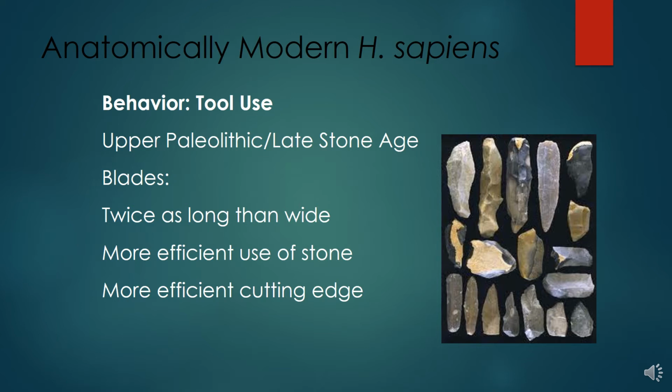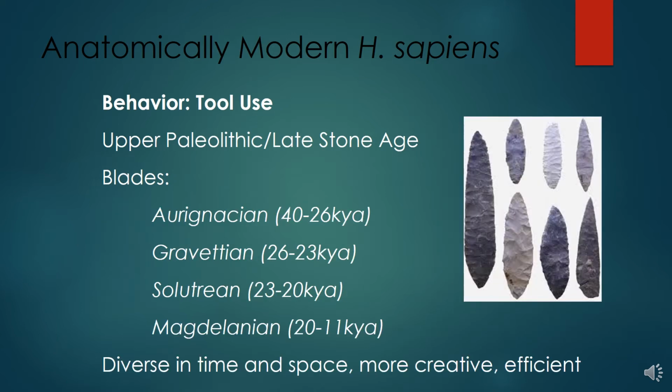We also see an expanded tool repertoire that includes blades. The definition of a blade is a stone tool that's twice as long as it is wide. This is a much more efficient use of the raw stone material, and it also gives a more efficient, sharper and longer cutting edge of the tool. These different blade technologies are grouped into different types based in large part on the temporal period. The names of these are not as important as the fact that they existed, and we see different technological developments and variation in time and space that is riffing on this basic stone tool technology.